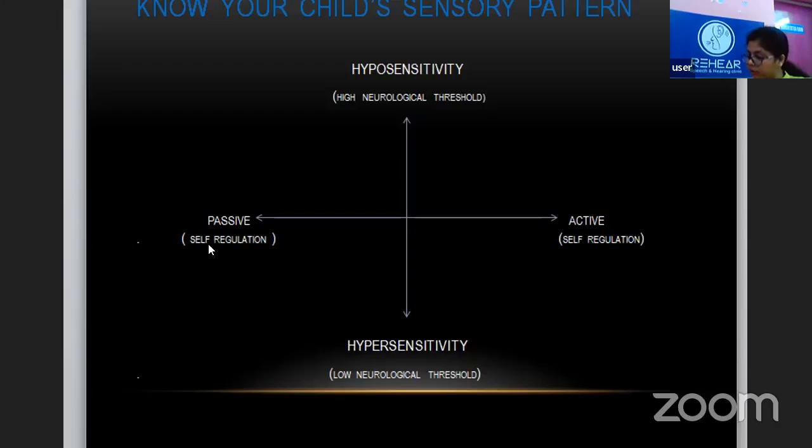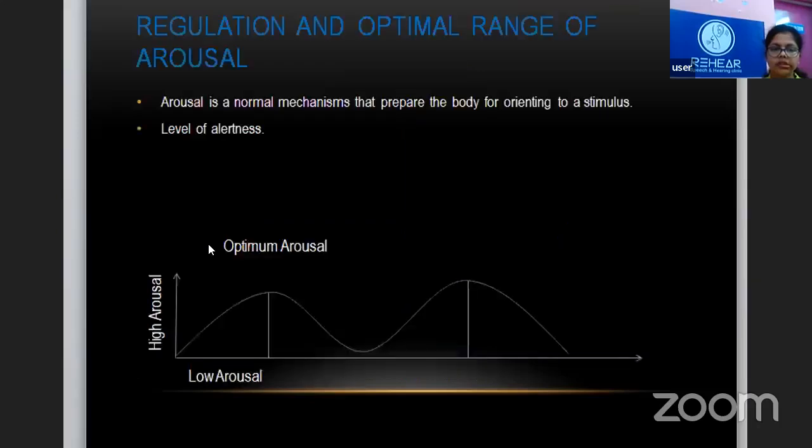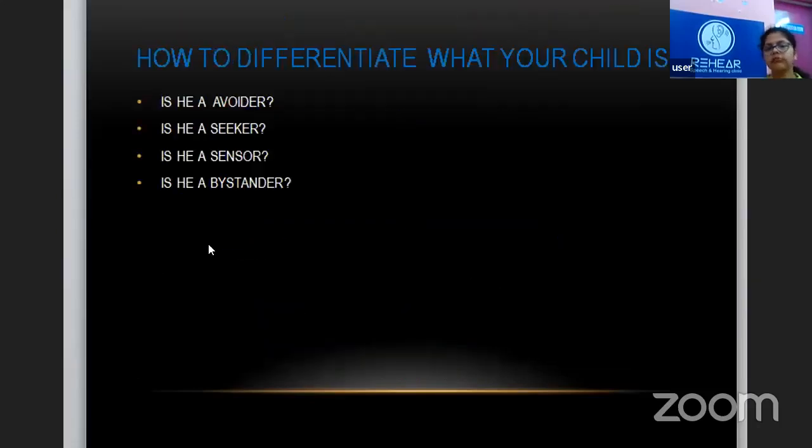Sensitive, they don't want to look at you, they might avoid you, they might not like it if you touch them, and they are saying directly, no, I don't want to do anything, they are very disinterested. These are the four classifications of sensory. So yeah, this is basically how to know whether your child is an avoider or a seeker.